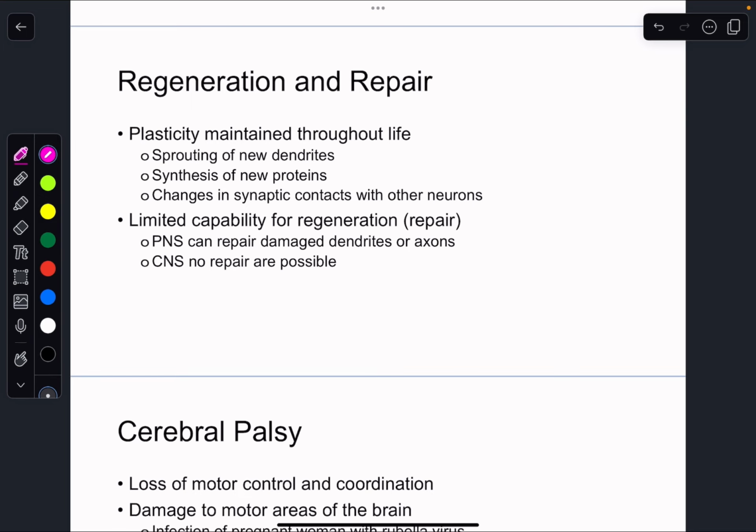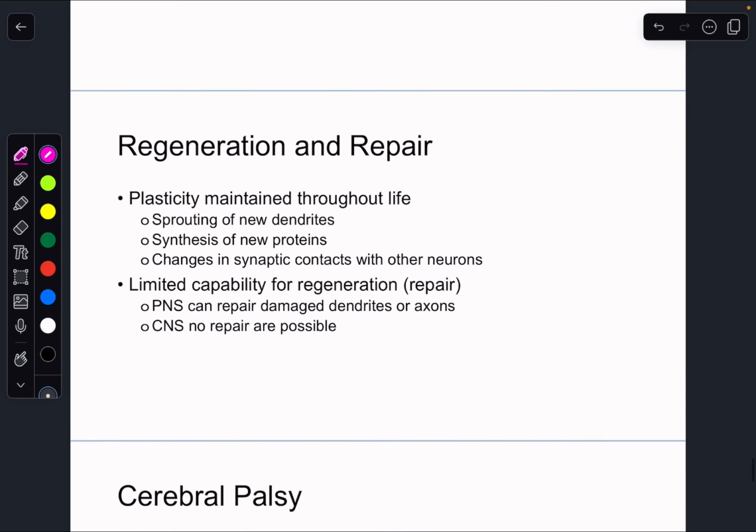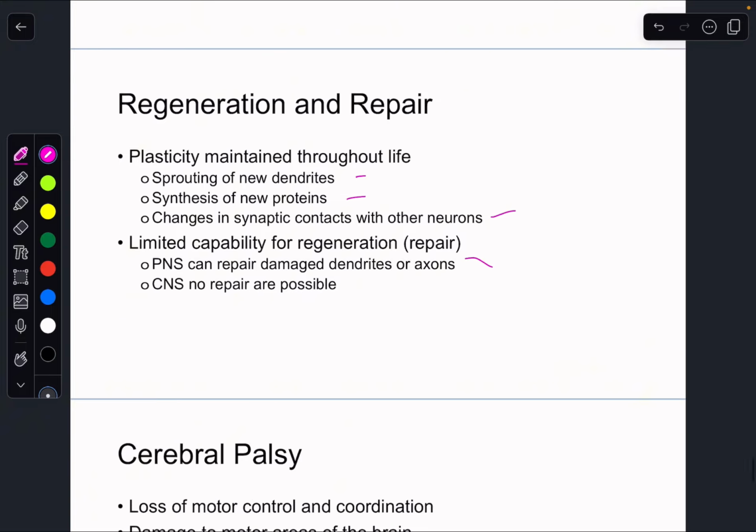All right, regeneration and repair. Plasticity is maintained throughout life. It is the sprouting of new dendrites, synthesis of new proteins, and changes in synaptic contacts with other neurons. However, it has limited capability for regeneration. In the peripheral nervous system, repair of damaged dendrites or axons is possible. However, in the central nervous system, no repair is possible.